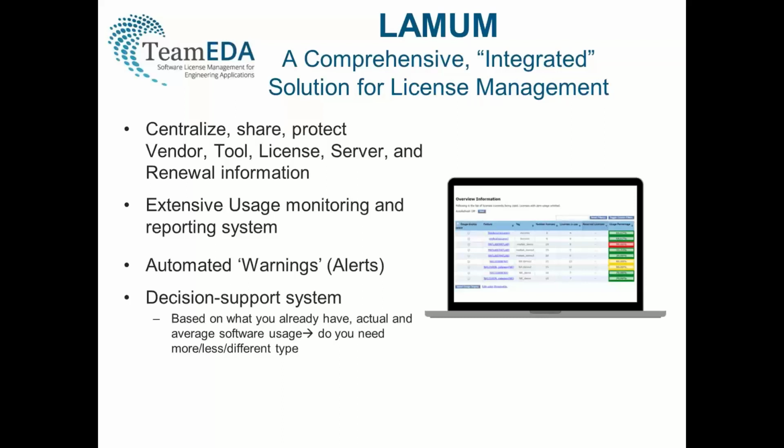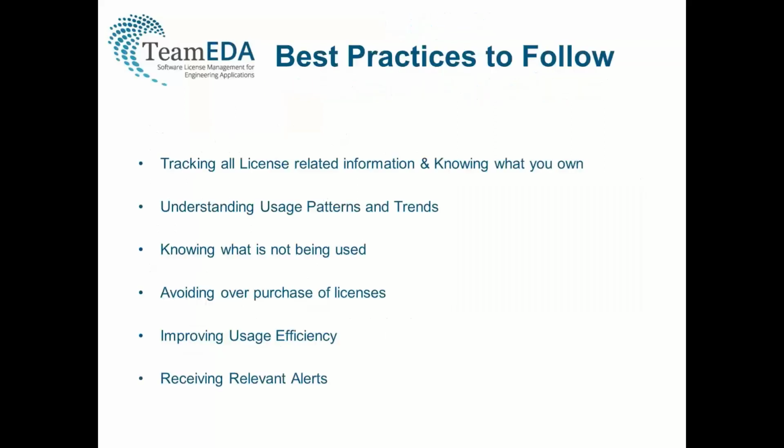There are numerous automated warnings that help you get notified if there is a license expiry, a license threshold, or a capacity alert, etc. So LAMUM becomes a better decision support system for you, mainly during the time of your renewals. You'll be able to understand what you already have, and what the actual and average software usage is, which helps you identify whether you need more, less, or different types of licenses. So this is a quick introduction about LAMUM.